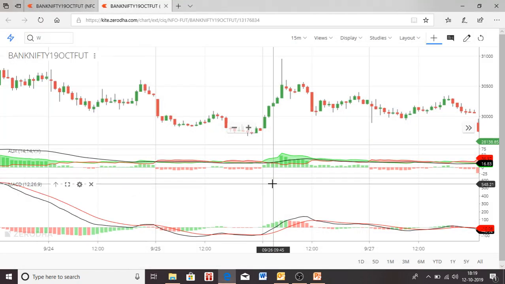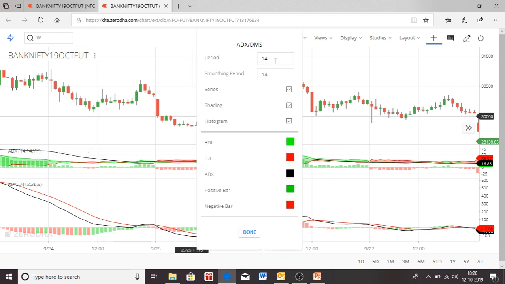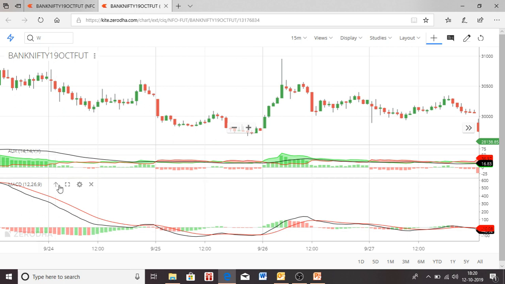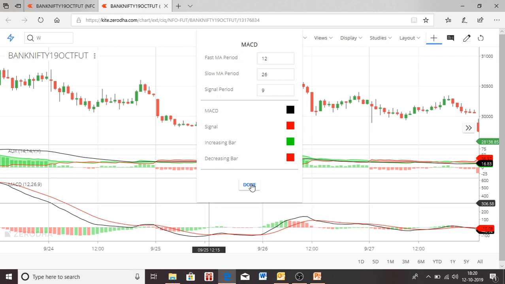This is the chart of Bank Nifty October future in front of you. I have already applied ADX with the default values of 14 and 14, and clicked on these check boxes. These are helpful for me. And for MACD, these are the default values of moving averages 12 and 26 with the signal period of 9. Those who are using other platforms can note down these values. These are the default values of MACD. I click my histogram on.